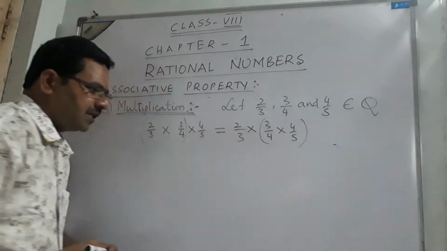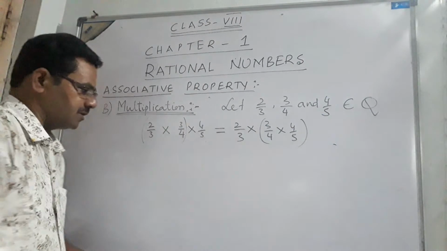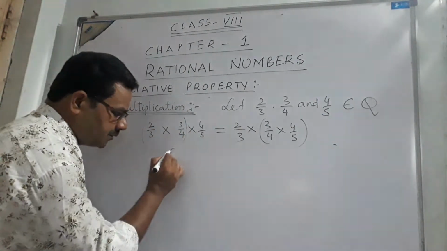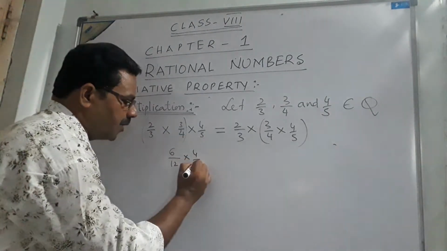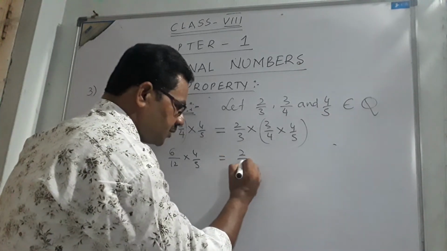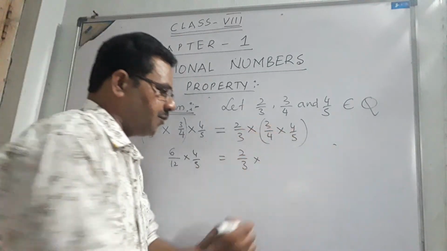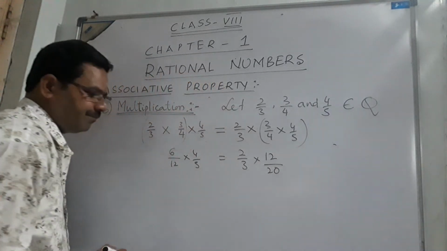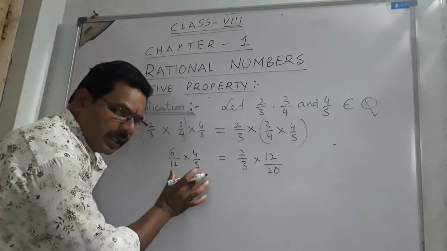Why? Because here there is no need to take the LCMs, and it is not a lengthy process, it's a small process. So first we have to complete the bracket. 2 into 3 is equal to 6, by 3 into 4 is equal to 12, into 4 by 5. Now come to the right hand side. 2 by 3 you can leave as it is, and in the bracket, 3 into 4 is equal to 12, 4 into 5 is equal to 20. Okay. So on the left hand side, both fractions are multiplied.